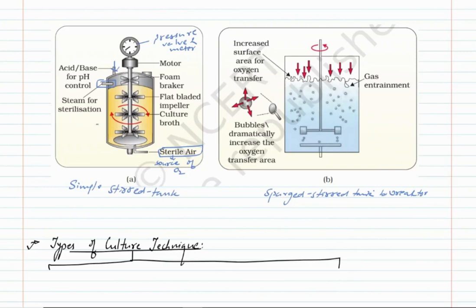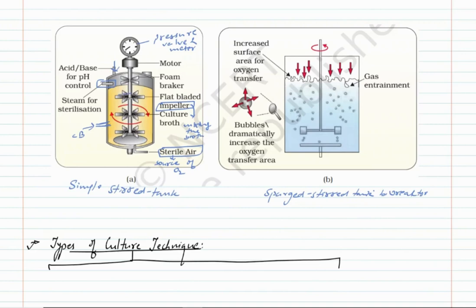Then there will be a separate opening from where we can continuously add the culture broth. The growth of bacteria will require certain chemicals, certain nutrients, which will be present in this culture broth, so we can continuously add our culture broth. Then there is a flat bladed impeller. Impeller is for the mixing of broth. It will continuously keep on churning and mixing the broth.